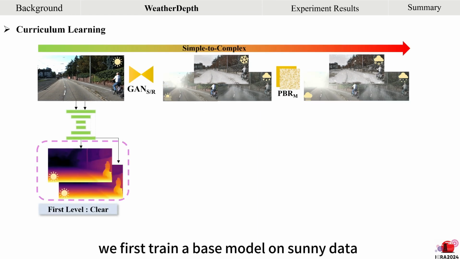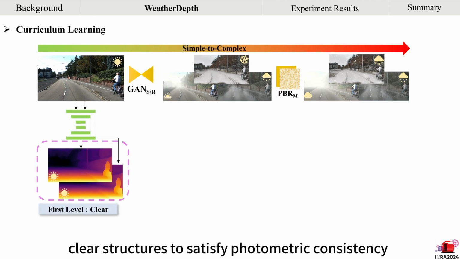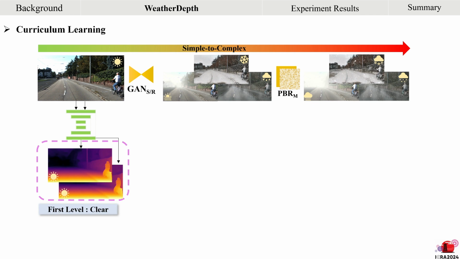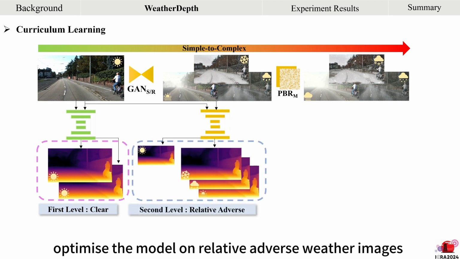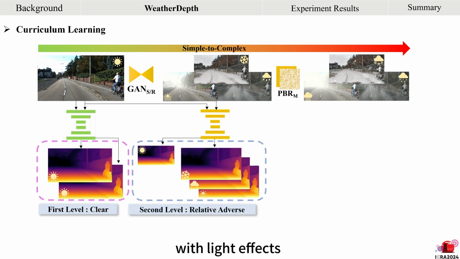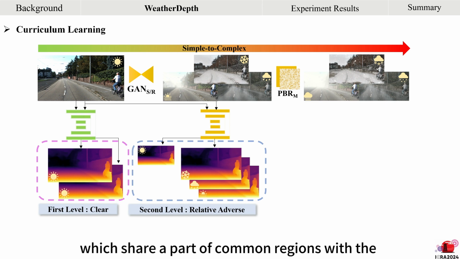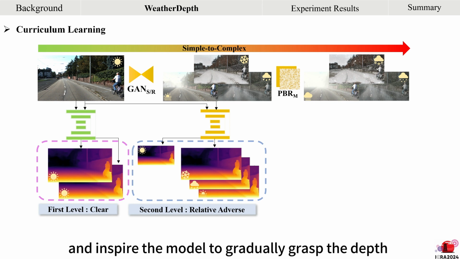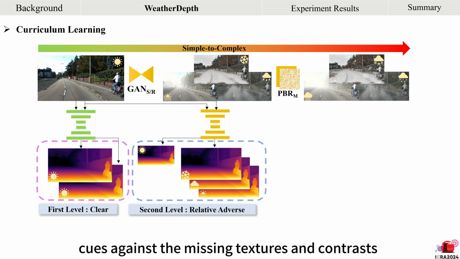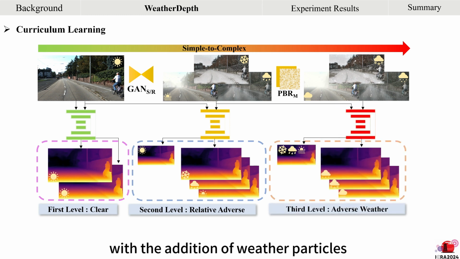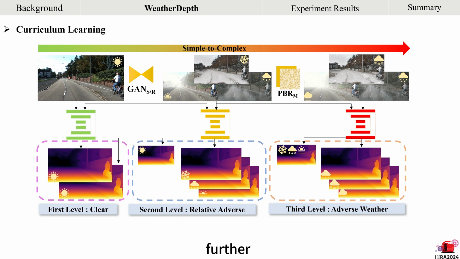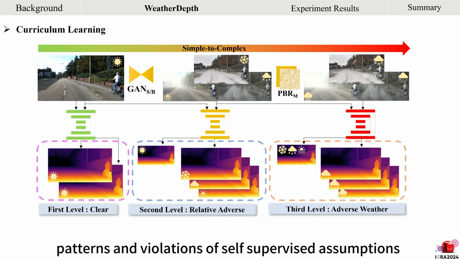Building upon this, we first train a base model on sunny data with clear structures to satisfy photometric consistency. This allows the model to obtain better generalizable local optima for pre-training on more complex scenarios. Then we optimize the model on relatively adverse weather images with light effects, ground snow, and water, which share a part of common regions with the clear domain and inspire the model to gradually grasp the depth cues against the missing textures and contrasts. Finally, we train the model on adverse data with the addition of weather particles, for example, raindrops, further boosting the capability of handling complex noise patterns and violations of self-supervised assumptions.